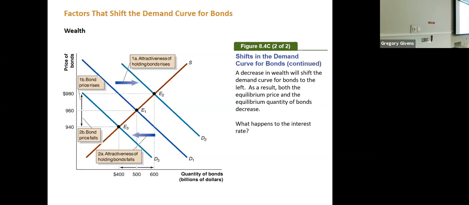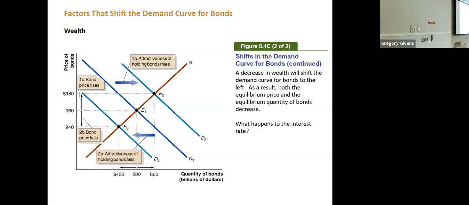They are going to go up. So again, what does this simple demand and supply model of the bond market predict about the relationship between interest rates and business cycle? During expansions, interest rates should fall. During recessions, interest rates should rise.